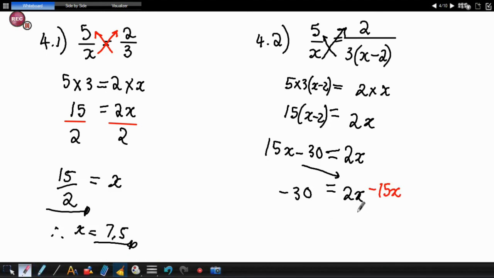Then we will simplify the right-hand side. So the answer on this side will be negative 13x, and then this will be, of course, negative 30. If I divide on both sides by negative 13, therefore, x will now be positive 30 over 13. And that's our answer for 4.2.